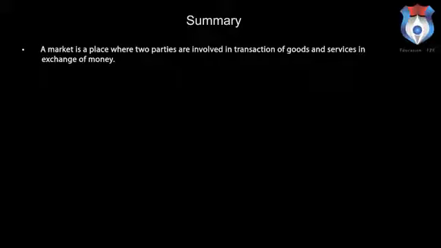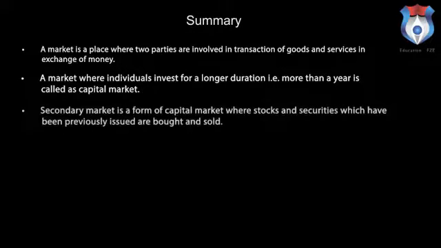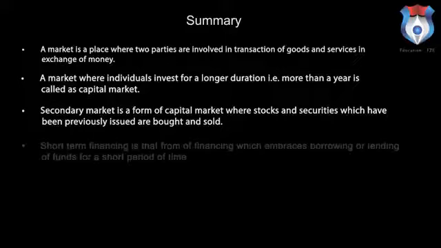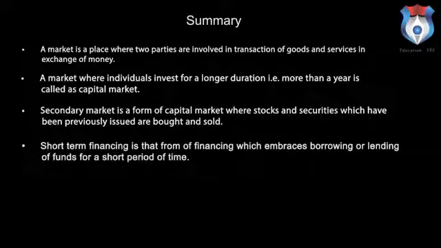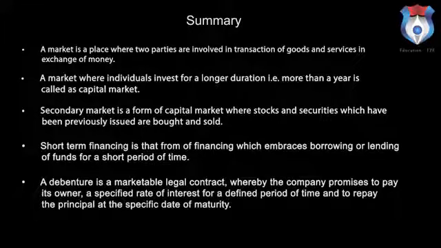Summary. Now in the end, let us summarize what we have learnt in this lecture. A market is a place where two parties are involved in transaction of goods and services in exchange of money. A market where individuals invest for a longer duration, that is more than a year, is called a capital market. Secondary market is a form of capital market where stocks and securities which have been previously issued are bought and sold. Short-term financing is that form of financing which embraces borrowing or lending of funds for a short period of time. A debenture is a marketable legal contract whereby the company promises to pay its owner a specified rate of interest for a defined period of time and to repay the principal at the specific date of maturity.